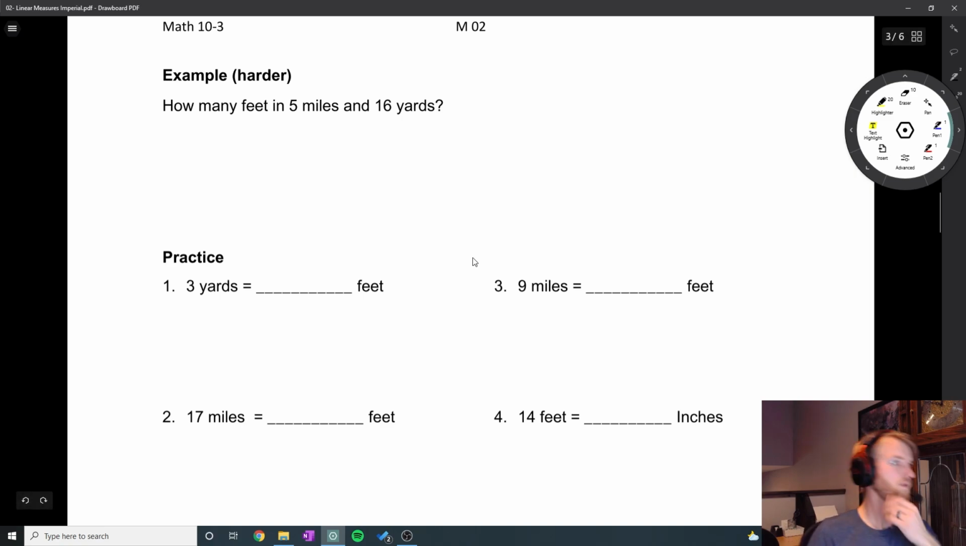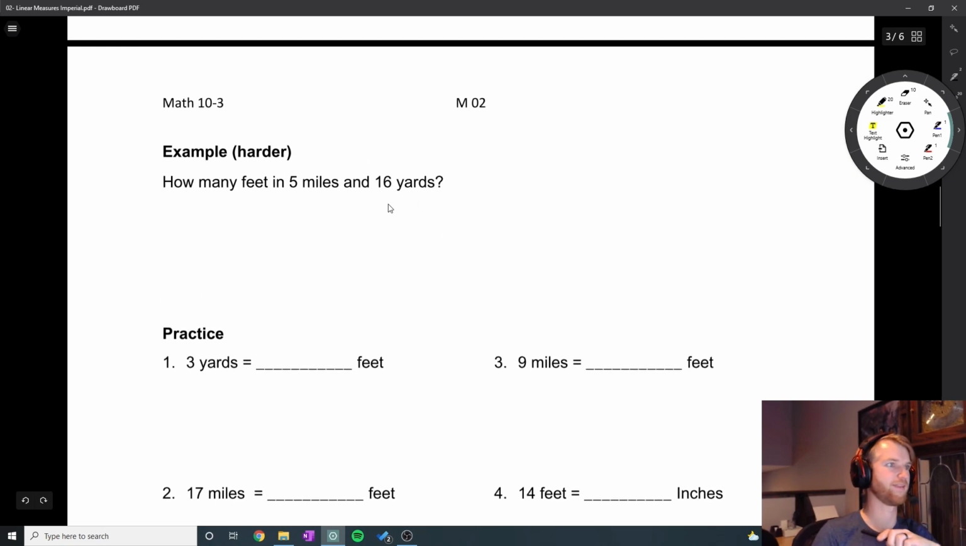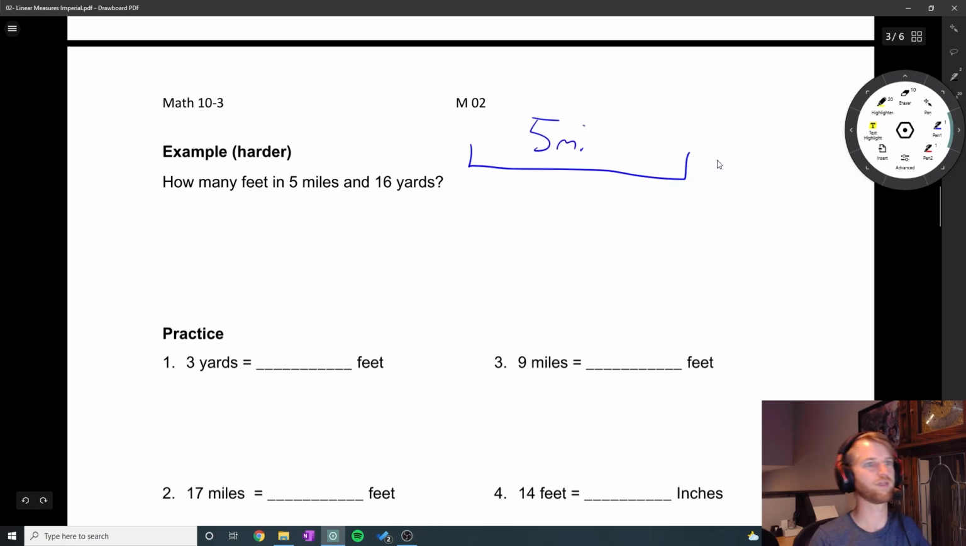And this one kind of takes both of them. Okay, so this is very, very similar. It's saying, okay, 5 miles and 16 yards. So 5 miles, there's my 5 miles. Okay, and also 16 yards on top of that. Okay, 5 miles and 16 yards. How many feet are there in this total distance?